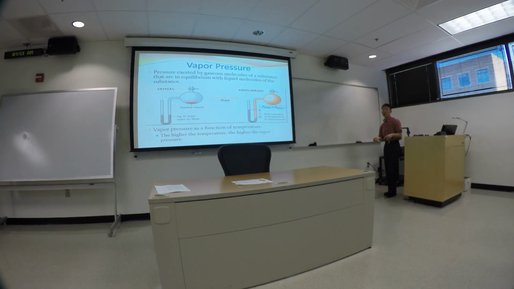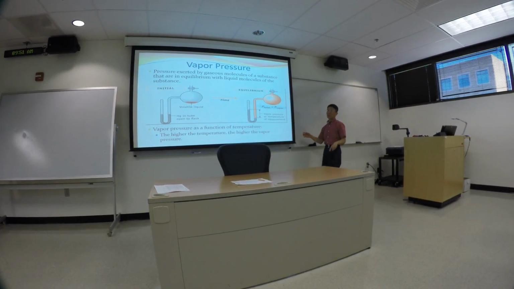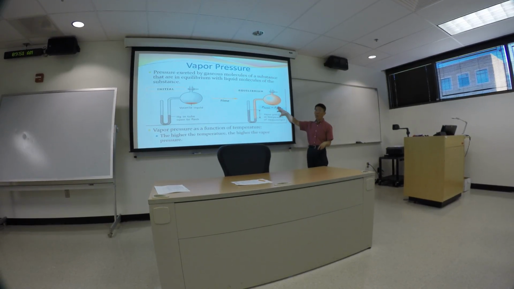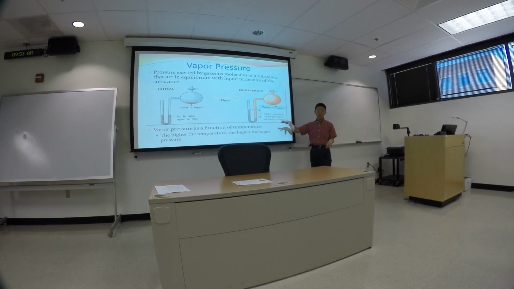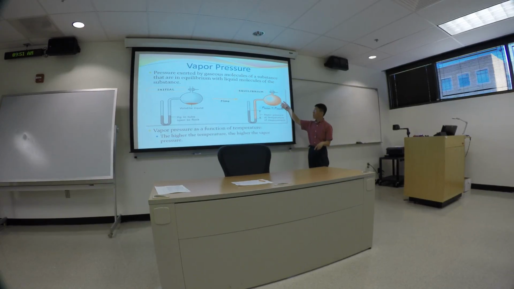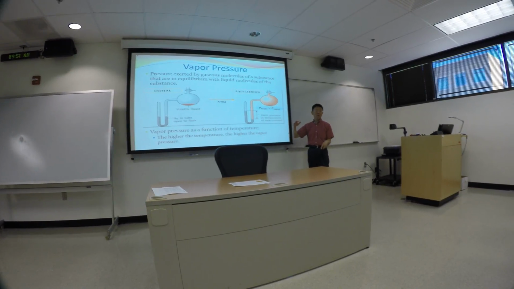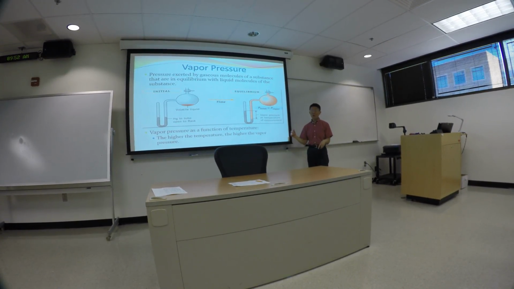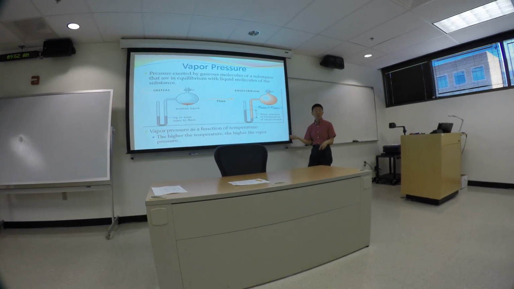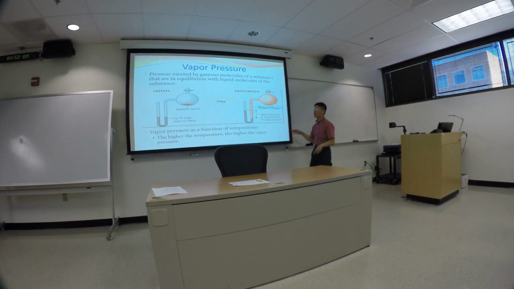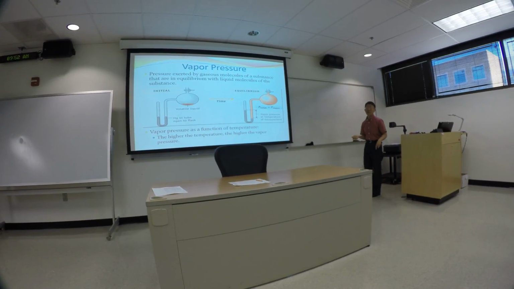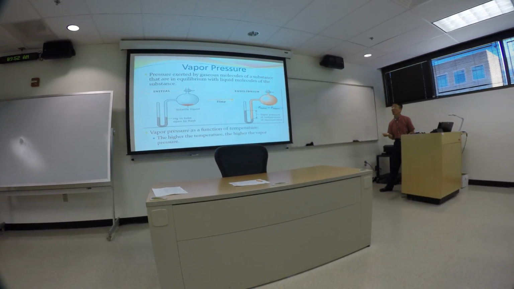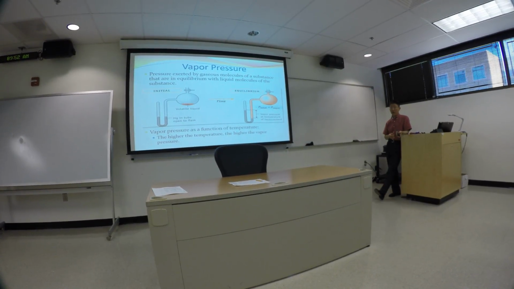So the vapor pressure is actually a function of temperature. The higher the temperature, the more liquid will get into the gas phase. The more gas that we have here, the higher the pressure. PV equals nRT: increasing the number of moles, increasing the temperature, the pressure will also increase. So the vapor pressure is a function of temperature. The higher the temperature, the higher the vapor pressure.